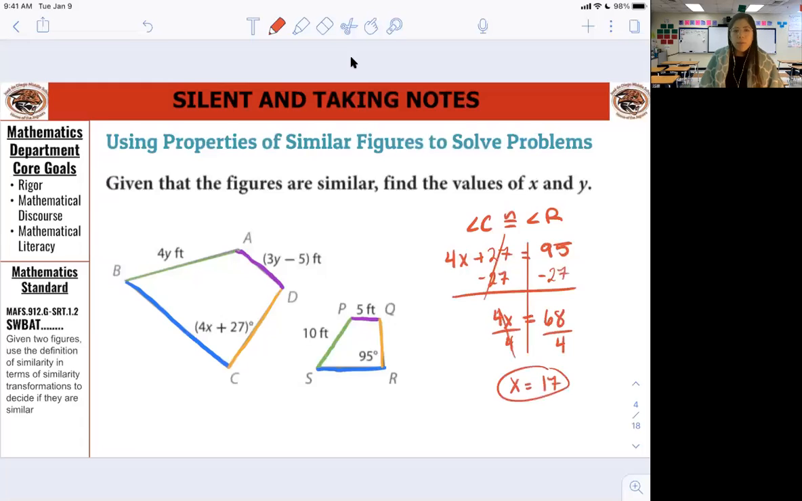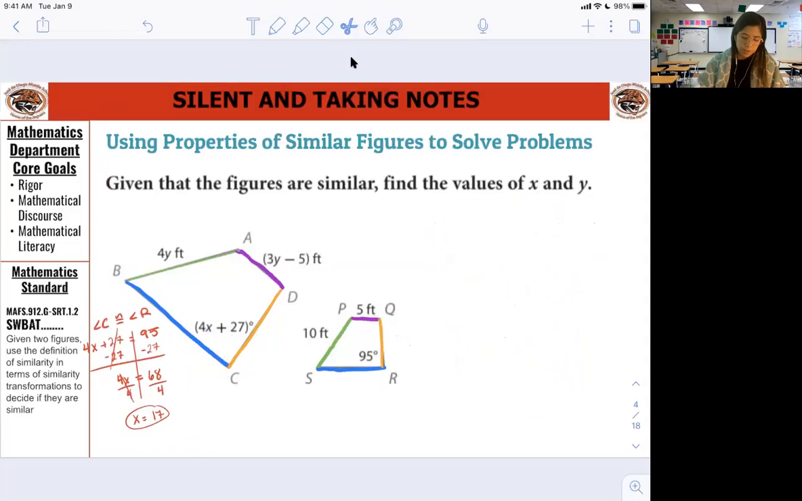Now let's think about how to get y. So what do we have? We have 10 and 5. We know 10 and we know 5. We don't know AB and we don't know AD. But based on the relationships that we talked about, we can set up a proportion. Now I'm going to move this over, just leaving this over here in case anyone's still copying that.